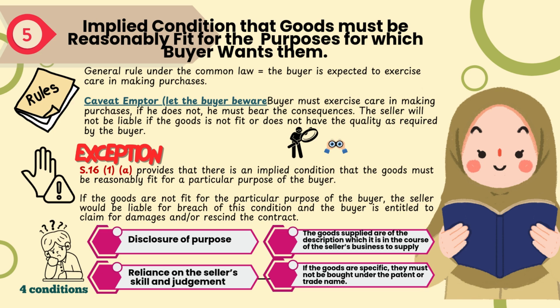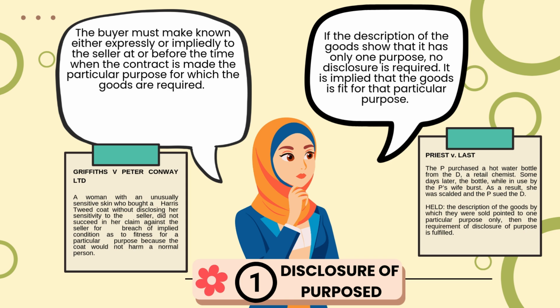Accordingly, there are 4 conditions spelled out in section 16, subsection 1, subsection A. First, the buyer must make known expressly or impliedly to the seller, at or before the time when the contract is made, the particular purpose for which the goods are required. Next, the buyer is relying on the seller's skill or judgment. Number 3, the goods are of a description which it is in the course of the seller's business to supply and reasonably fit for its purpose. Lastly, if the goods are specific, they must not be bought under their patent or trade name, because there will be no implied condition as to fitness for any particular purpose. Let us look into details of those conditions, shall we?